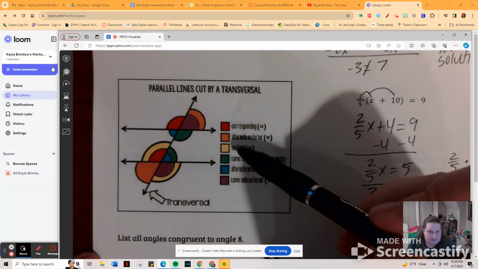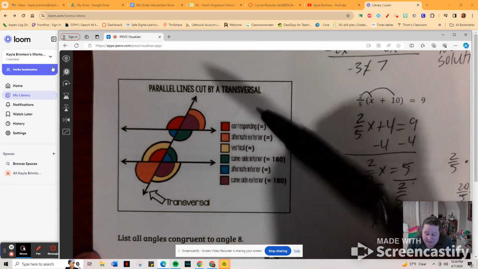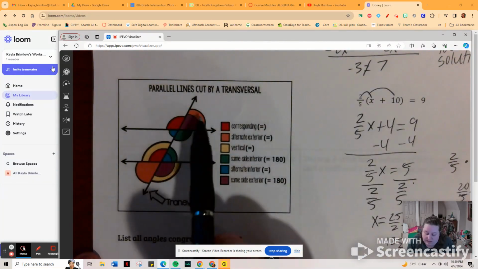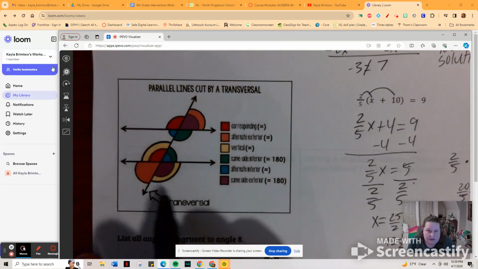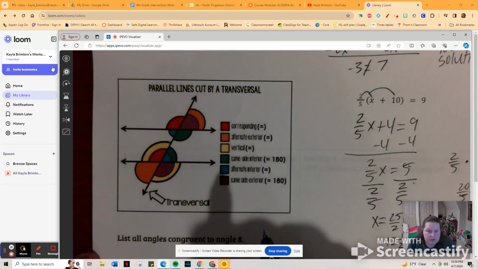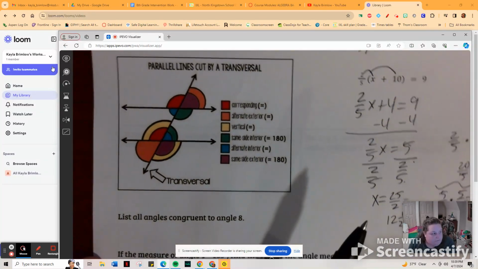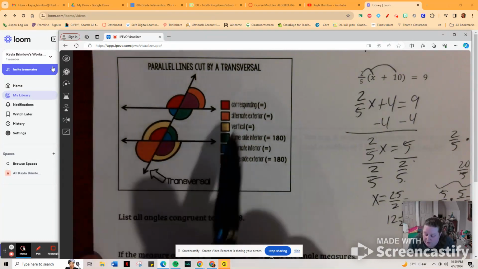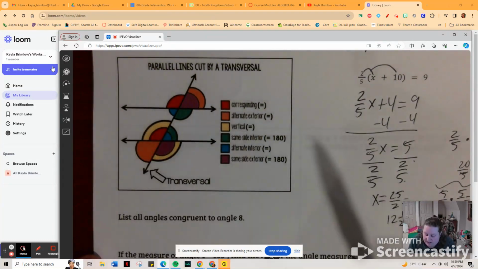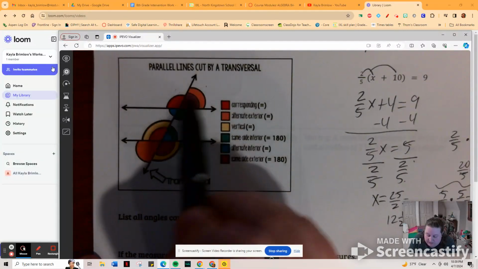Next, we have alternate exterior. Alternate means opposite sides of the transversal. Exterior means outside the parallel lines. So we can see in orange this example. We could also have it on the other side as well, and those angles are congruent. Next, we have vertical angles. Vertical angles are across from each other in this diagram, and they are in yellow. We could also have an example like this, like this, like this.